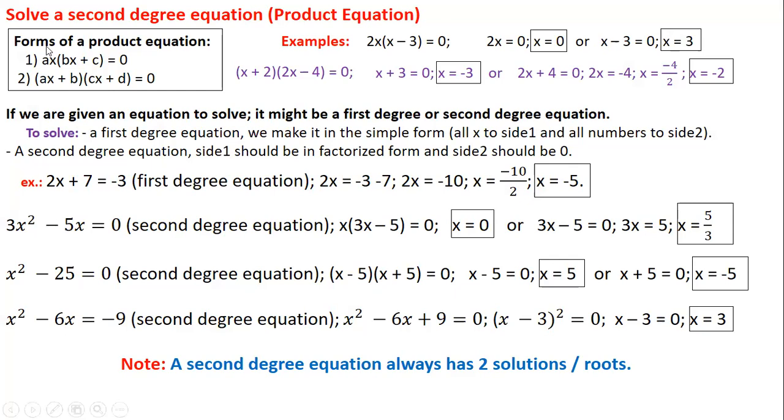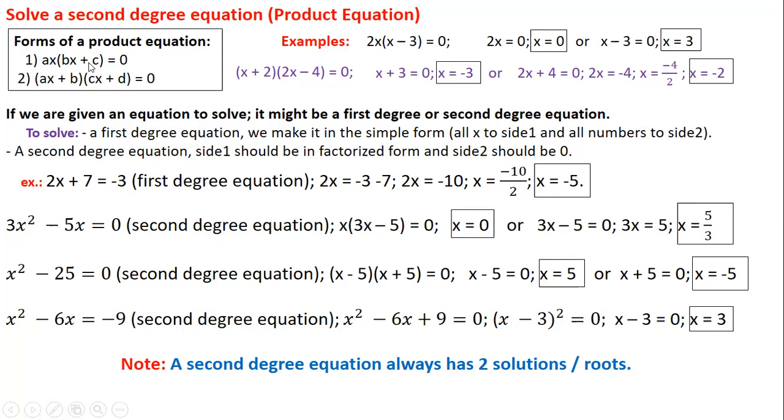What are the forms of a product equation? First, when we talk about a product in math, it is two things multiplied together. So here in this equation, we are solving an equation where two things are multiplied together, and in the second side, we always have the equation equal to 0.